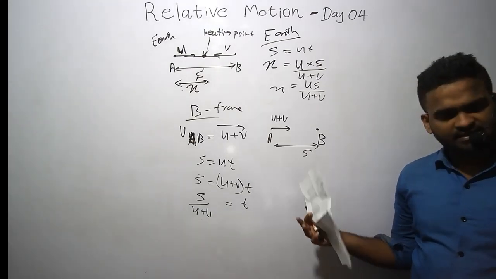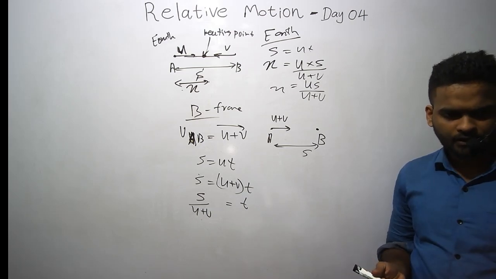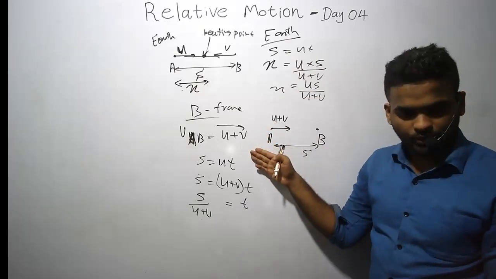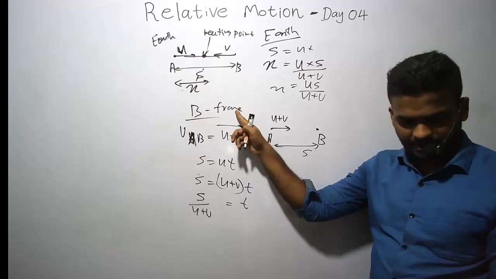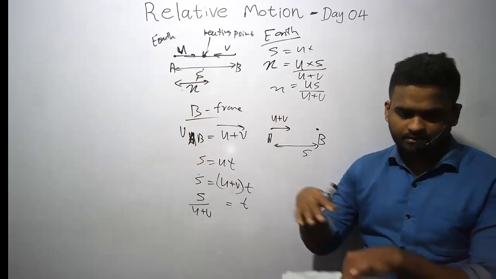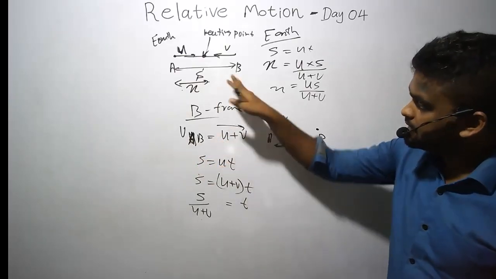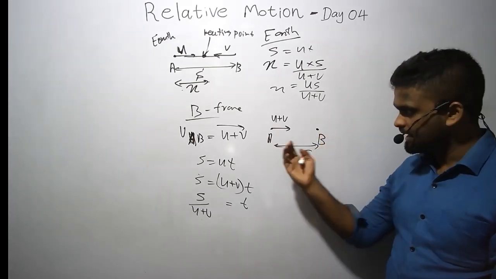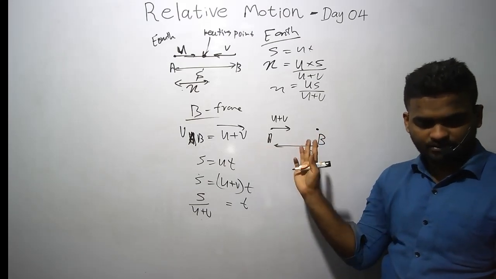So to explain this, it takes time, right? You mean this part, right? So you understand how you found the time. Time is found sitting on B's frame. Time is the same for any frame, right? It doesn't change depending on the frame. So on B's frame, B is stopped and A is moving towards B at u plus v.